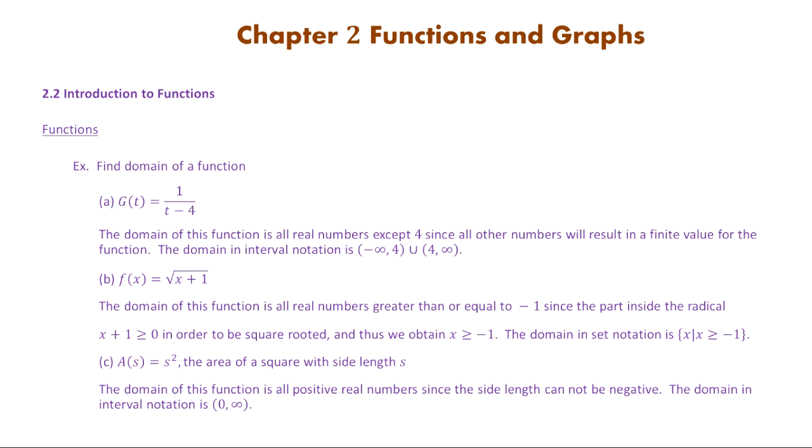So mathematically, it works for all real numbers, but in reality, since we are talking about the side length for a square, it has to be positive. So in this real world problem, the domain of the function will be all positive numbers, or if you write it in interval notation, it will be from 0 to infinity, not including 0 itself.